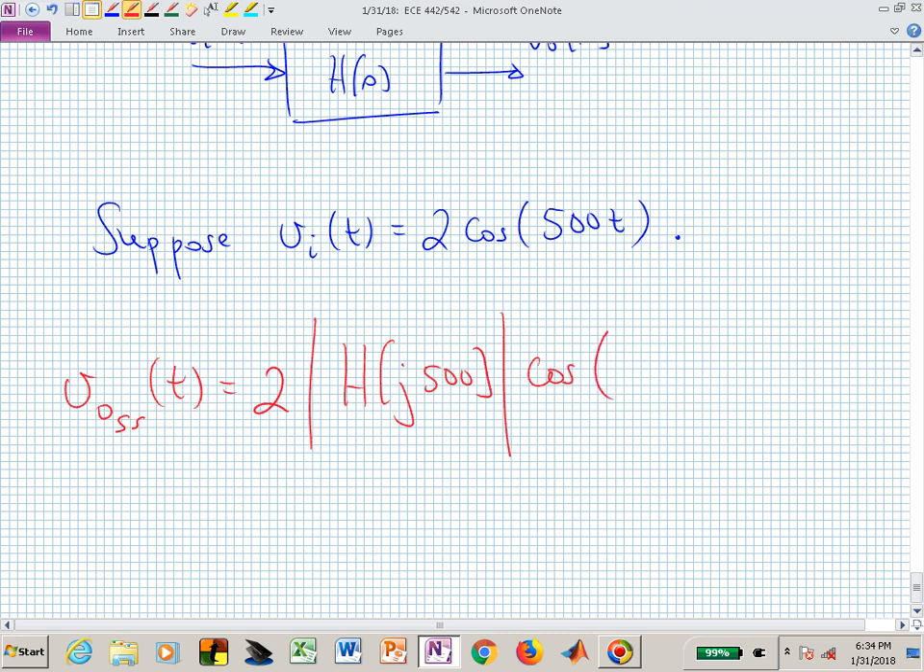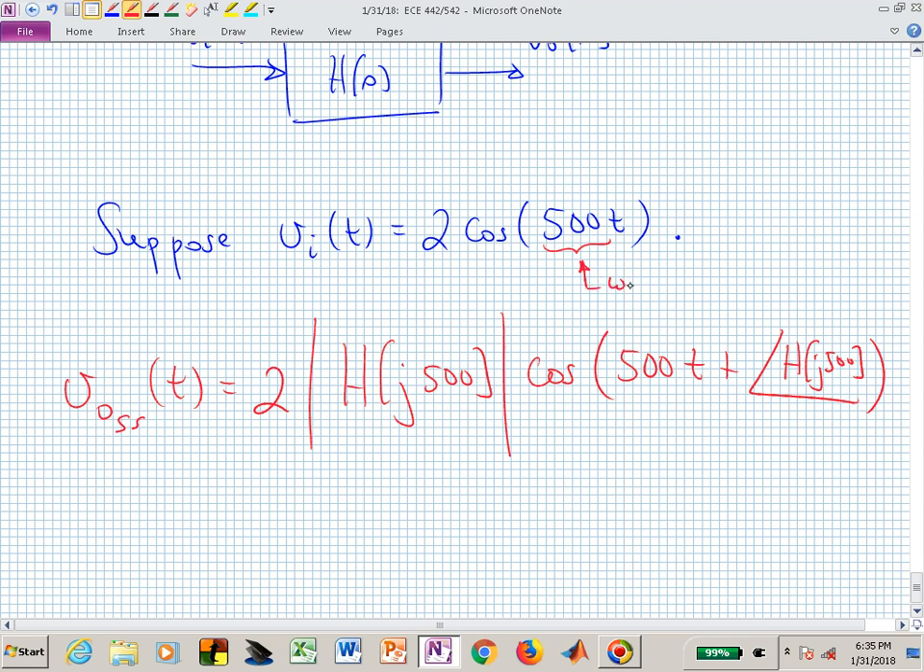cosine. What's the frequency of that cosine? In the sinusoidal steady state, all the transients have disappeared. How's that filter shaking? It's shaking just like you shake it, right? You're shaking it at 500. It's going to be outputting a cosine that's shaking at exactly the same frequency of excitation, which is 500. And then we have a possible offset due to the phase of that low-pass filter. And that offset is the angle of H of j500.